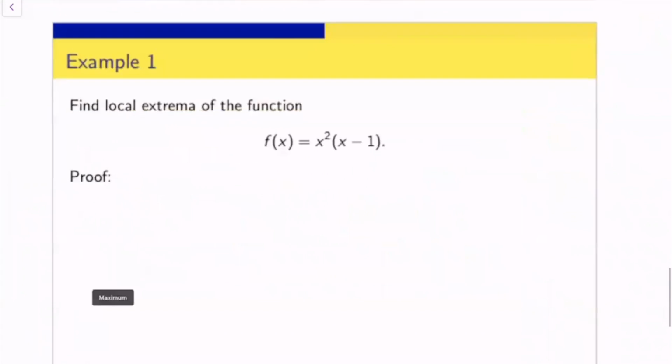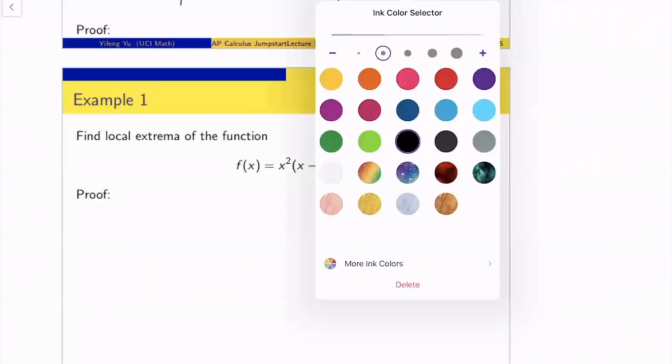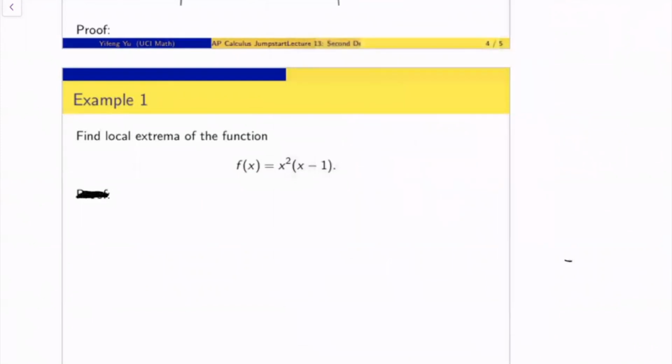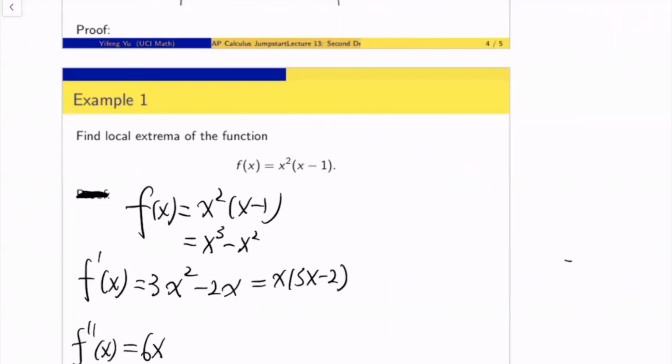All right, now let's use that to find the local maximum or minimum of a function. Here I have f(x) = x squared times (x minus 1). Let's find the first derivative. We write it out as x cubed minus x squared. The first derivative will be 3x squared minus 2x, which is x(3x minus 2). Then the second derivative will be 6x minus 2, okay?